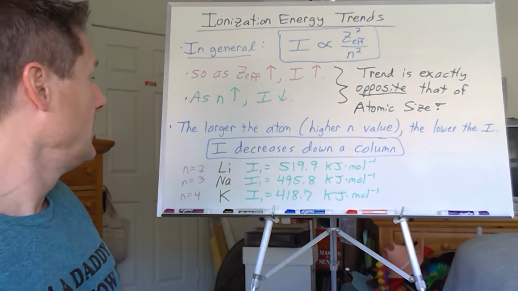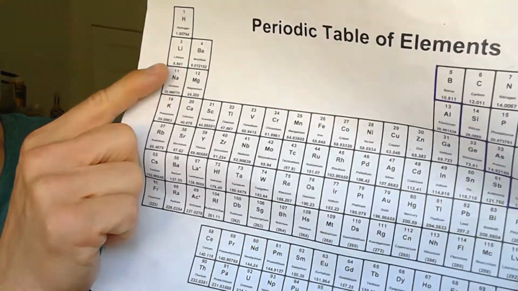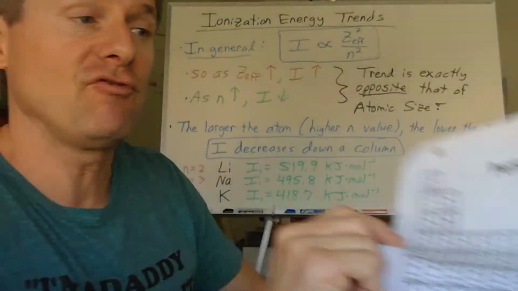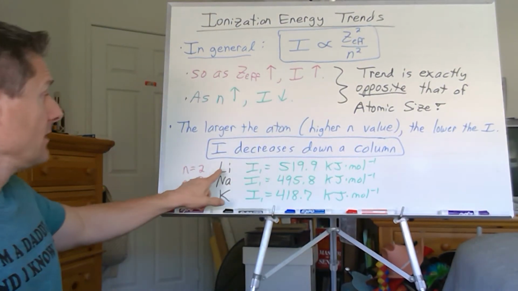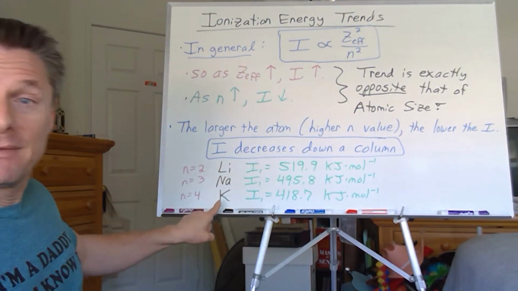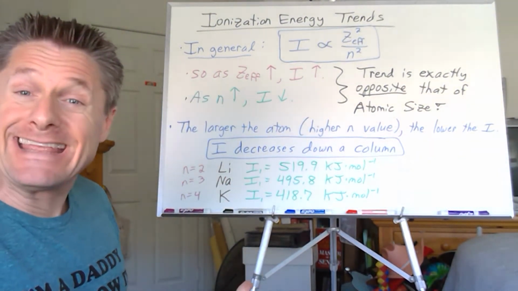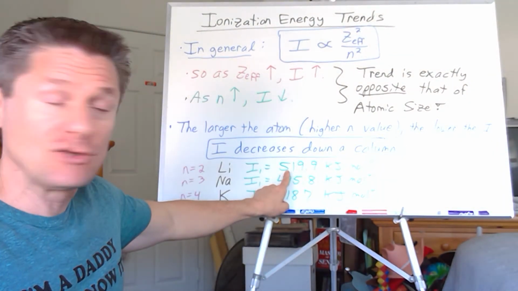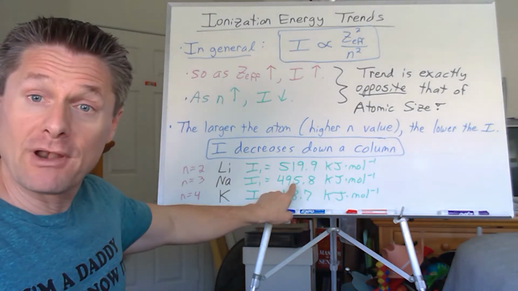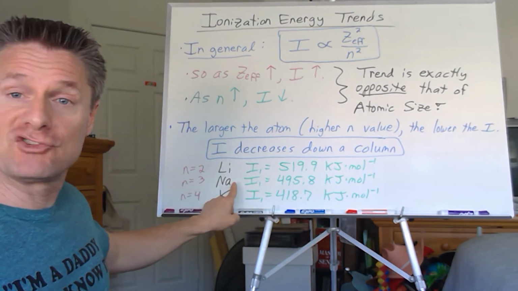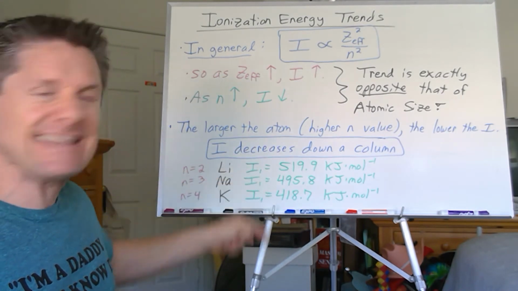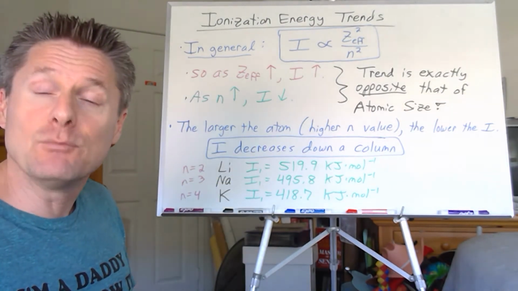We got lithium, sodium, and potassium. That's all I had room for. So I took these alkali metals, lithium, sodium, potassium. N equals 2, N equals 3, N equals 4. So lithium is smallest, then sodium, potassium is biggest. We would expect it to get easier to remove the bigger the atom, which is true. 519.9 kilojoules per mole for lithium, 495.8 kilojoules per mole for sodium, 418.7 kilojoules per mole for potassium. So it gets easier to ionize as you move down.